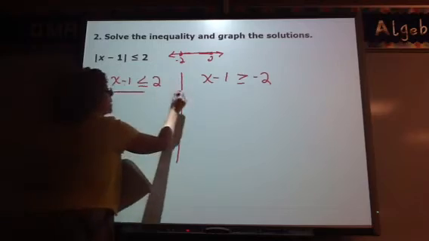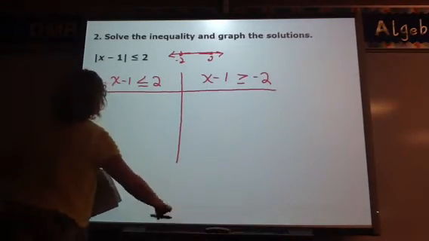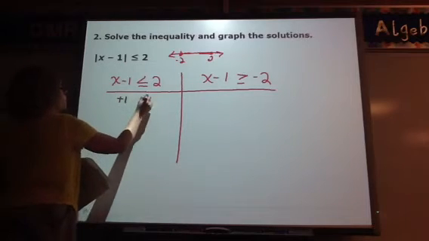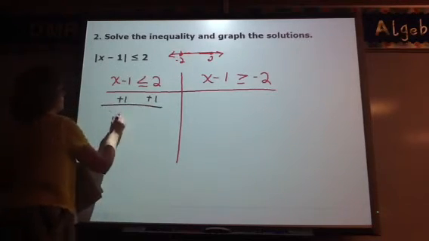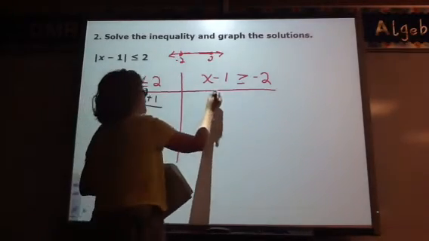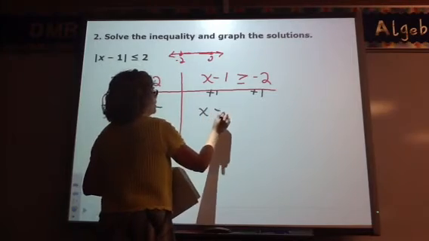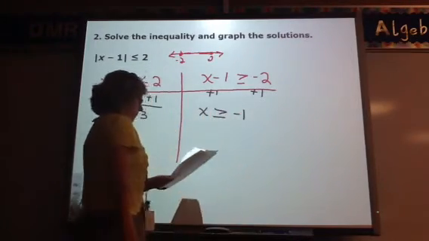Remember when we had our two cases with equations? So let's go ahead and solve this. We need to add 1 to both sides. So I have x is less than or equal to 3. We need to add 1 to both sides. So I have x is greater than or equal to negative 1.